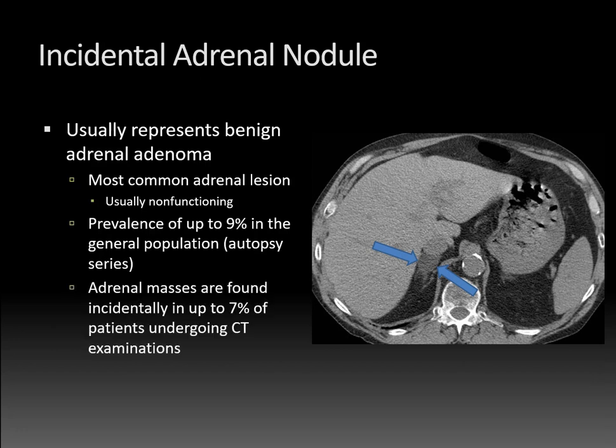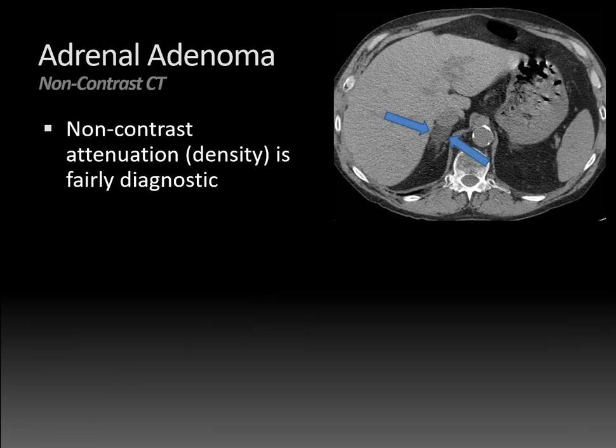CT scan is not quite as good at detecting adrenal nodules, but close. We incidentally detect adrenal masses in up to 7% of patients undergoing routine CTs. So the non-contrast density or attenuation is usually diagnostic for an adrenal adenoma.